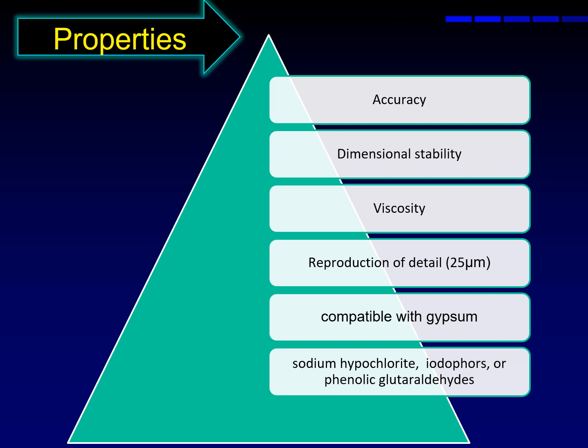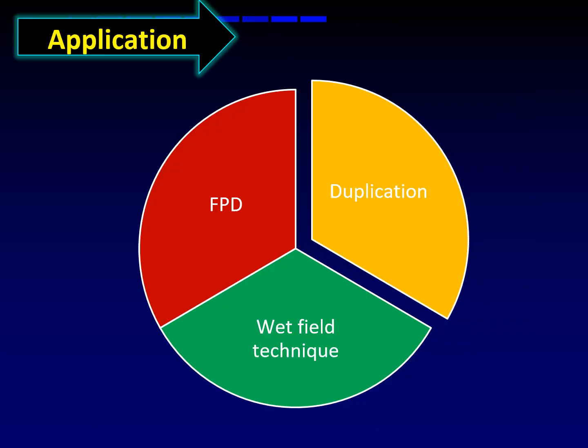It will record the details accurately. It is a dimensionally unstable material. It has adequate viscosity to flow into the minute details. It will reproduce the details up to 25 micron. It is compatible with the gypsum product. It can be disinfected with 5.25% sodium hypochlorite or 10% iodophor and 2% phenolic butyrolide.